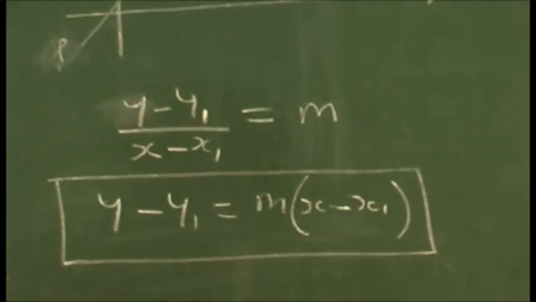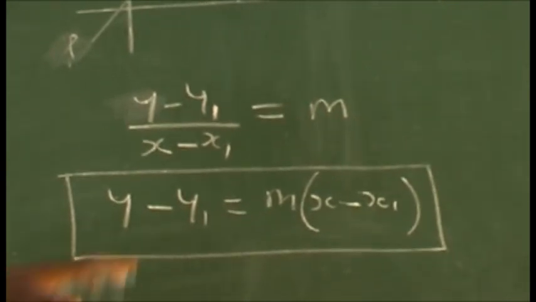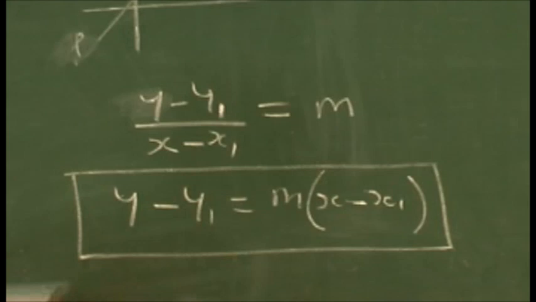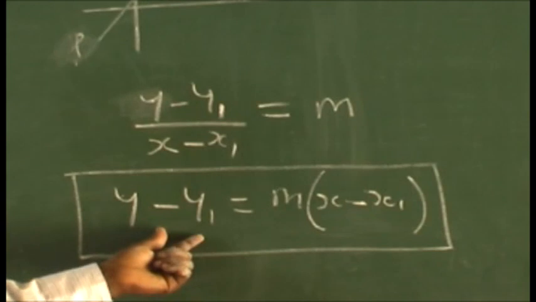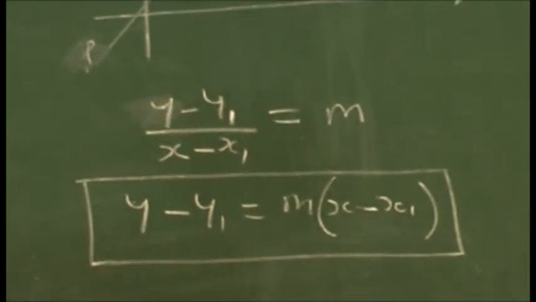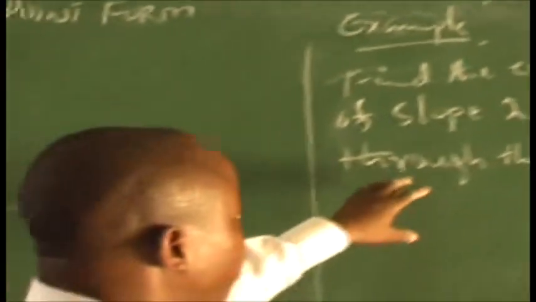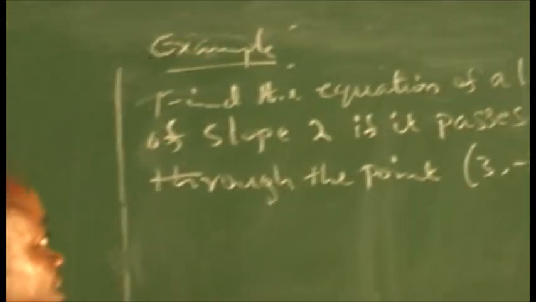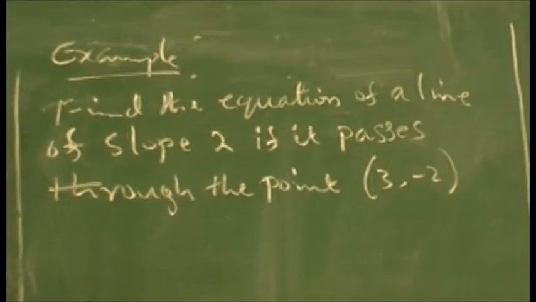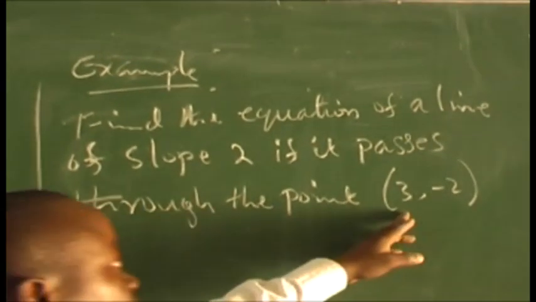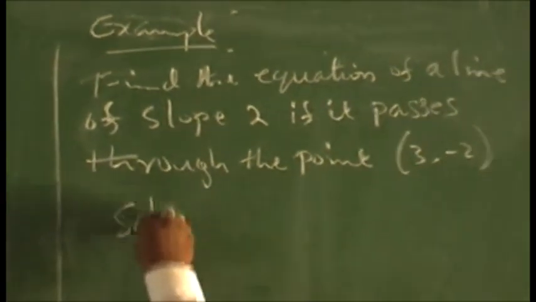Remember, we have derived 2 equations of a line and 2 forms. The first one was gradient and intercept form. So this one we have gradient and 1 point form. So we will also take an example of questions that we can give, where we are going to apply this particular form. And let's look at this example: find the equation of a line of slope 2 if it passes through the point that has coordinates 3 and minus 2. Now, the solution.